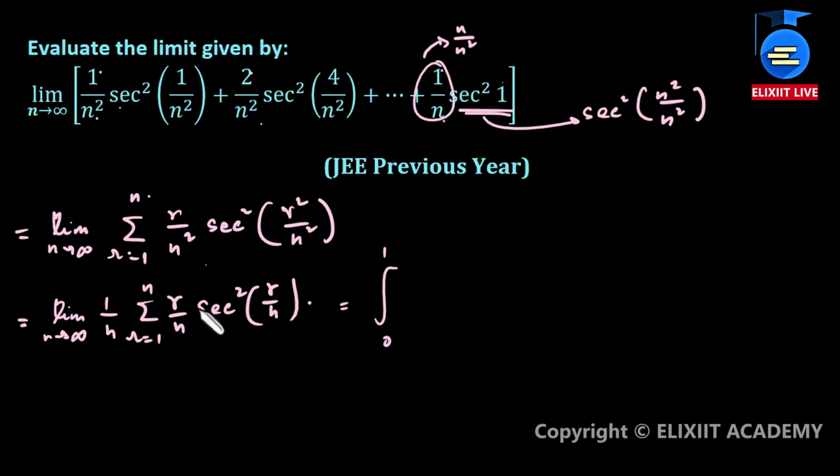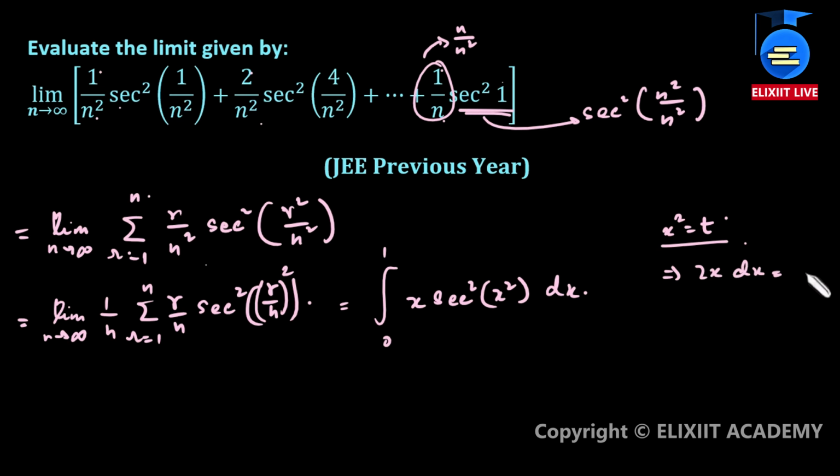And replace r by n by x. So we have x, and here this is r by n whole square. So this is how much? This is basically integration of x sec square x square dx. Now we take the substitution x square is equals to t. If you take the substitution x square as t, this will become 2x dx to be dt, or x dx is dt upon 2. So half comes over here.